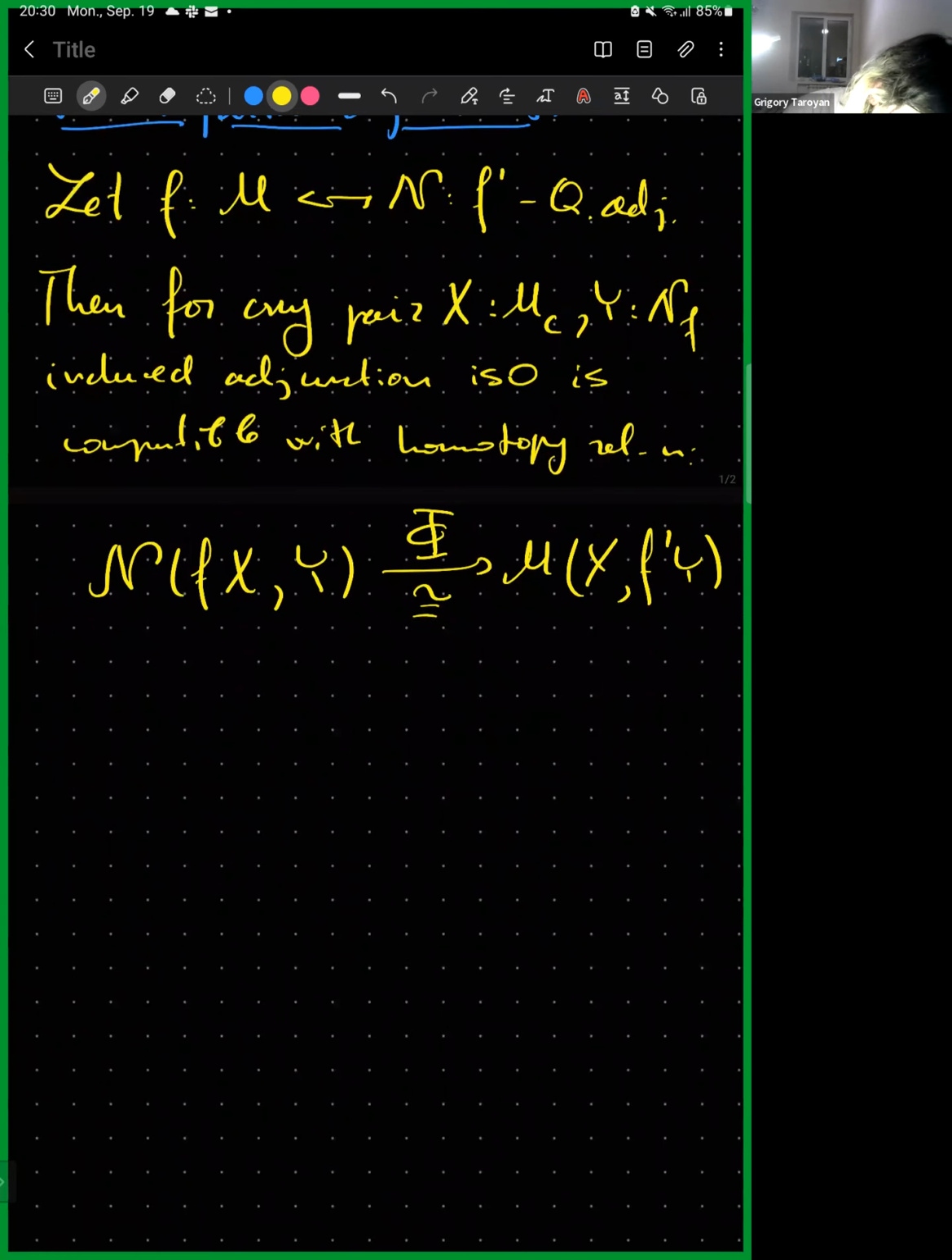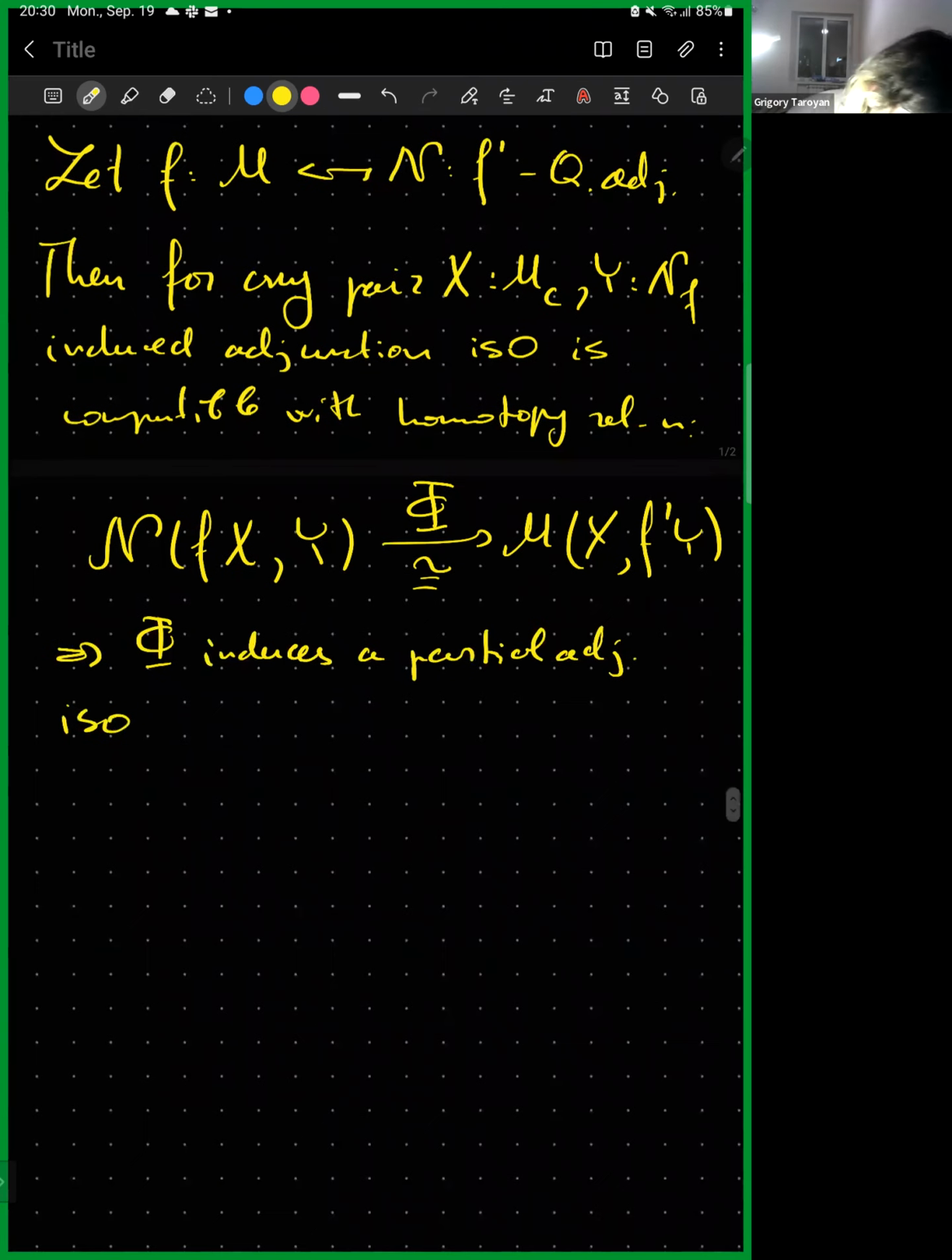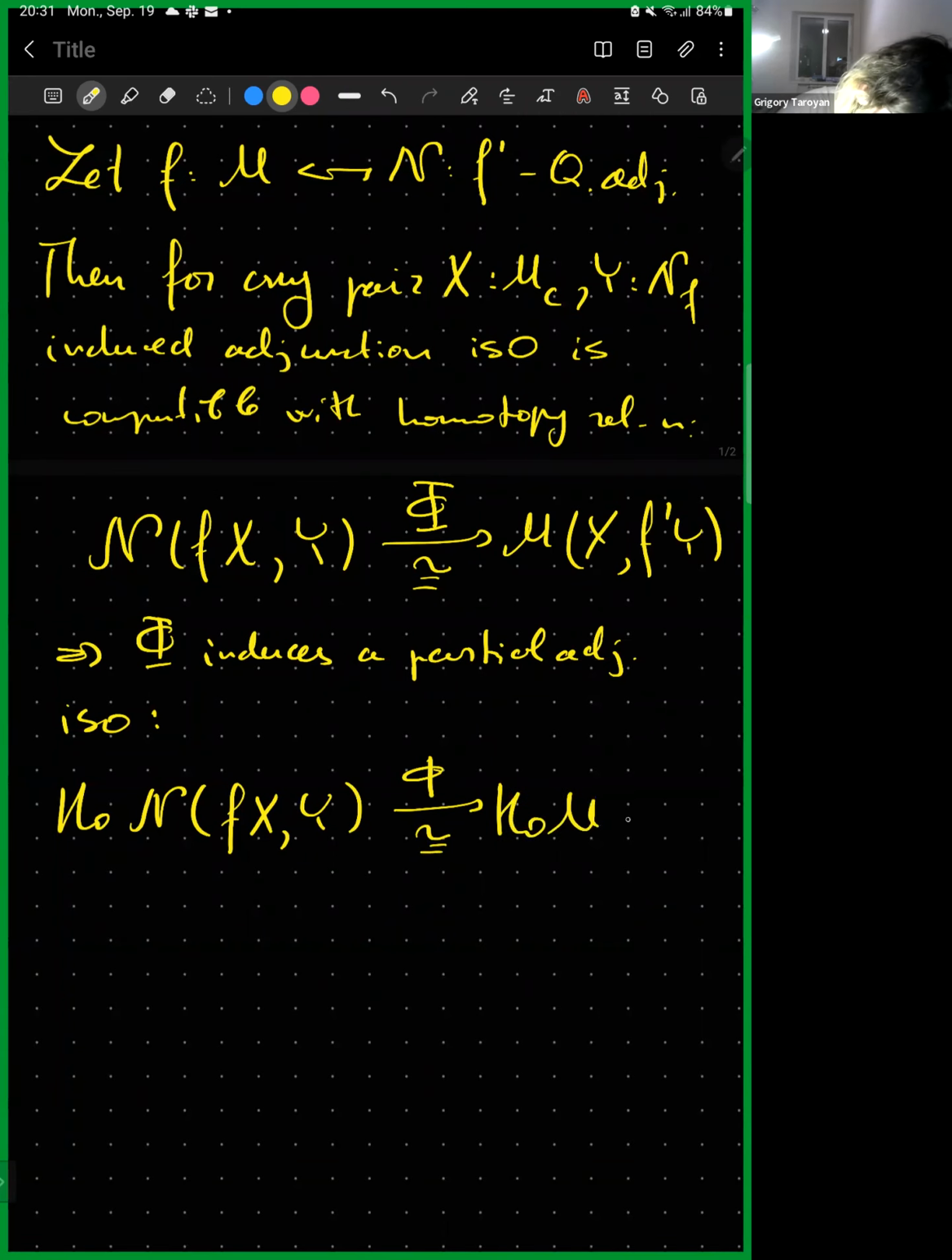So, since this isomorphism agrees with the homotopy relation, it follows that phi induces a partial adjunction isomorphism. It looks like this. And this isomorphism is natural in both arguments.